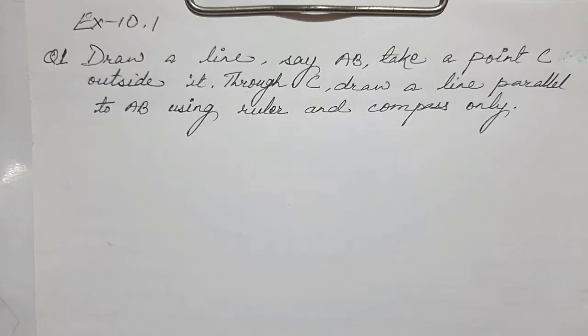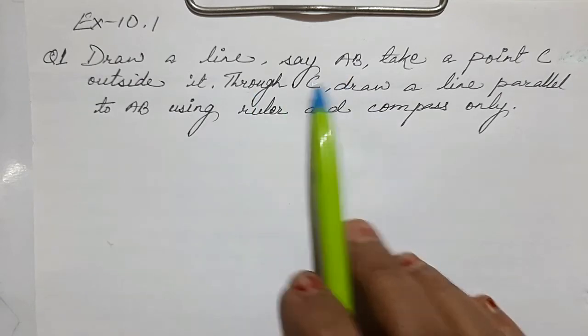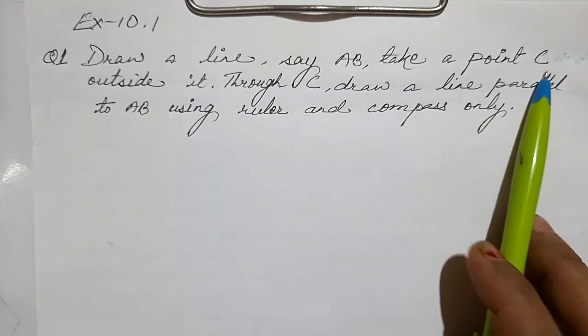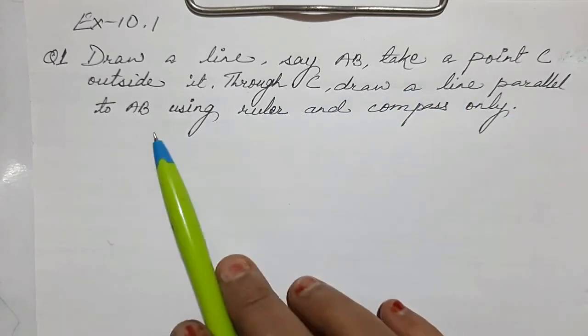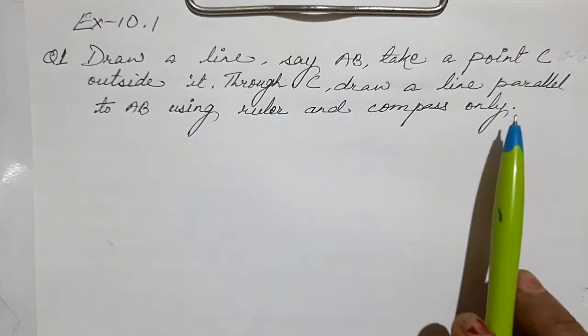Today in this session, I'll be taking chapter 10 Practical Geometry and I'll be discussing questions given in exercise 10.1, question number 1. Draw a line, say AB, take a point C outside it. Through C, draw a line parallel to AB using ruler and compass only.